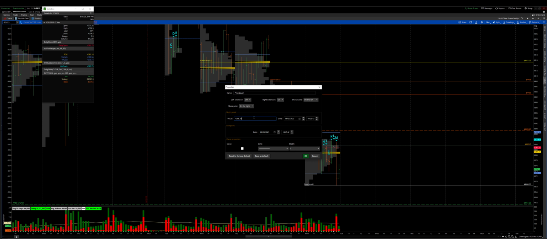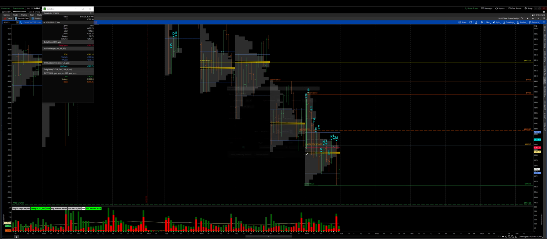And that's why it's good to have these reference points on your single prints and stuff of that nature, because we filled it to the tick. That's your target, right? The downside was that set of single prints filling, and it ended up turning into our low of day. It didn't happen until late, but we got our low of day.